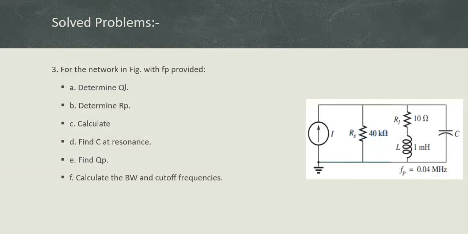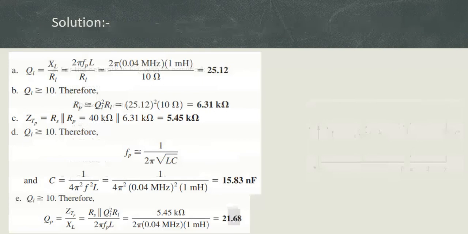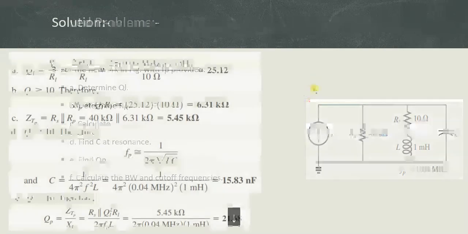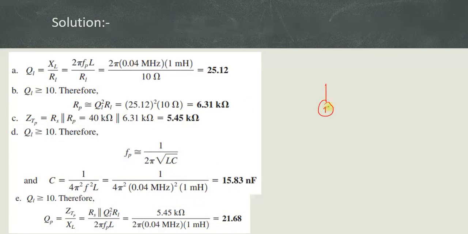So consider this network. For the network, determine QL, RP and calculate C at resonance condition, and find QP and calculate the bandwidth and cutoff frequencies. Okay, so this is the given diagram. I just redrew the diagram here. So it is the current source. Here a resistance is there, and a resistance and inductance are there, and the capacitance is given here.